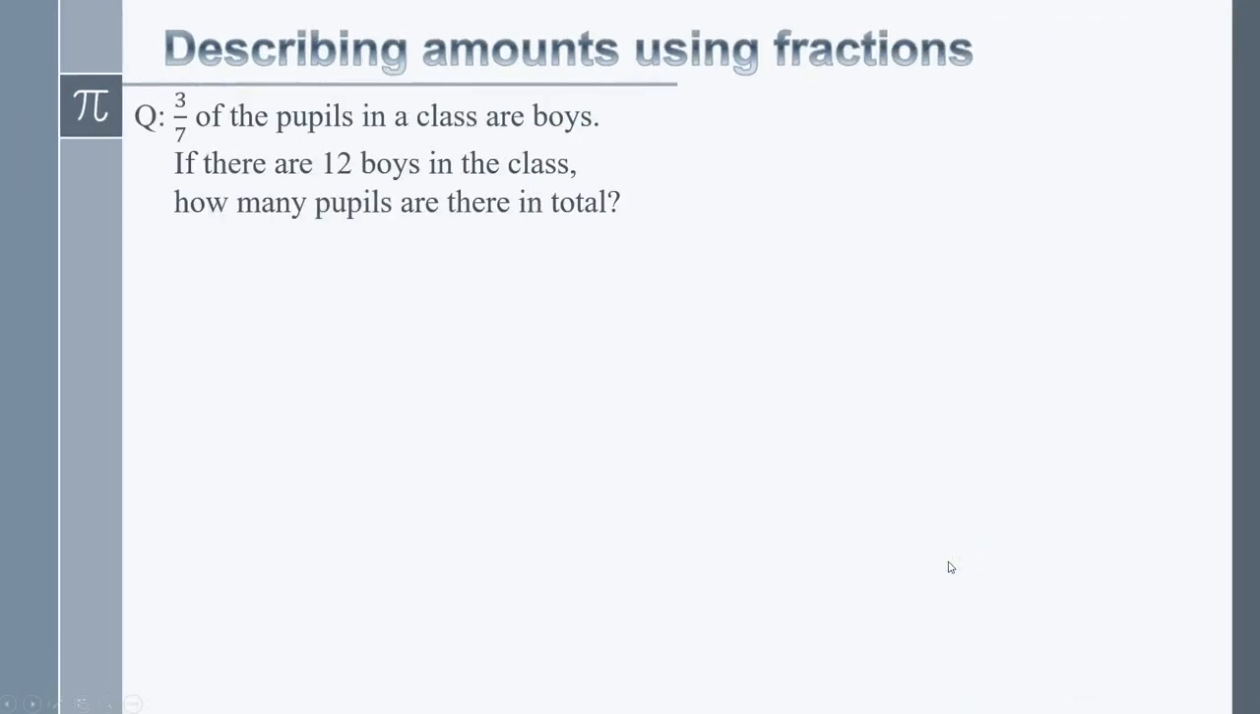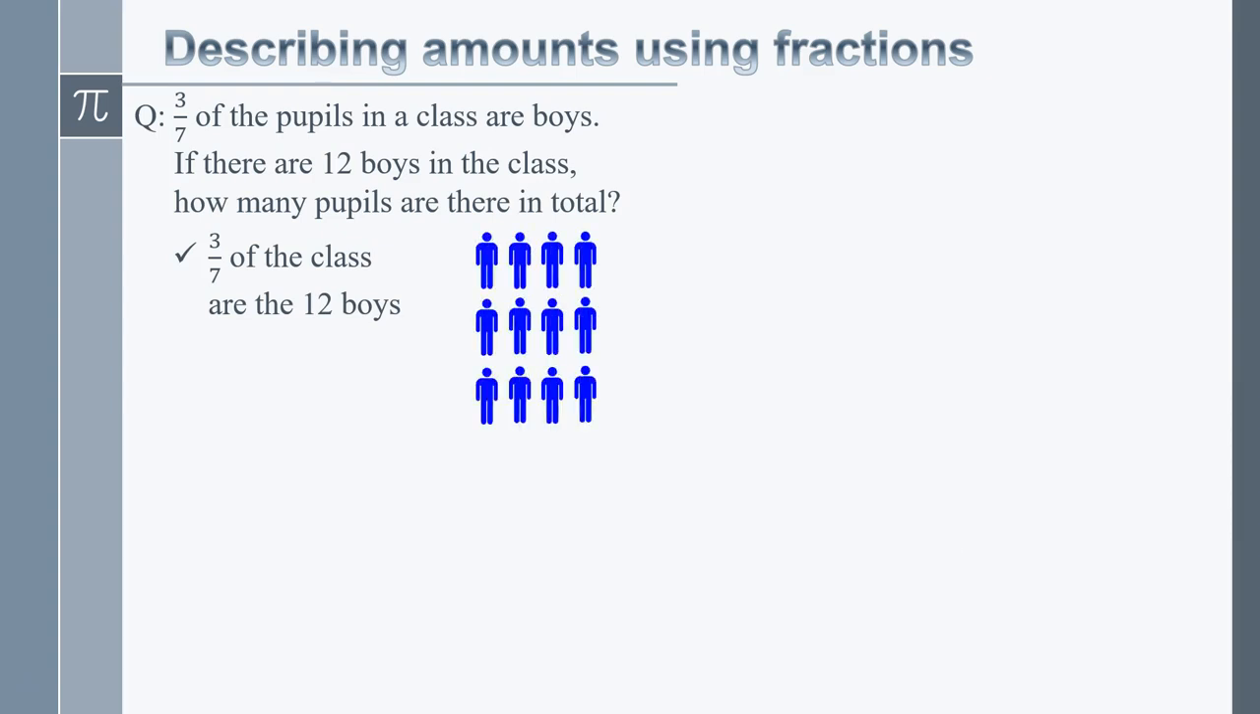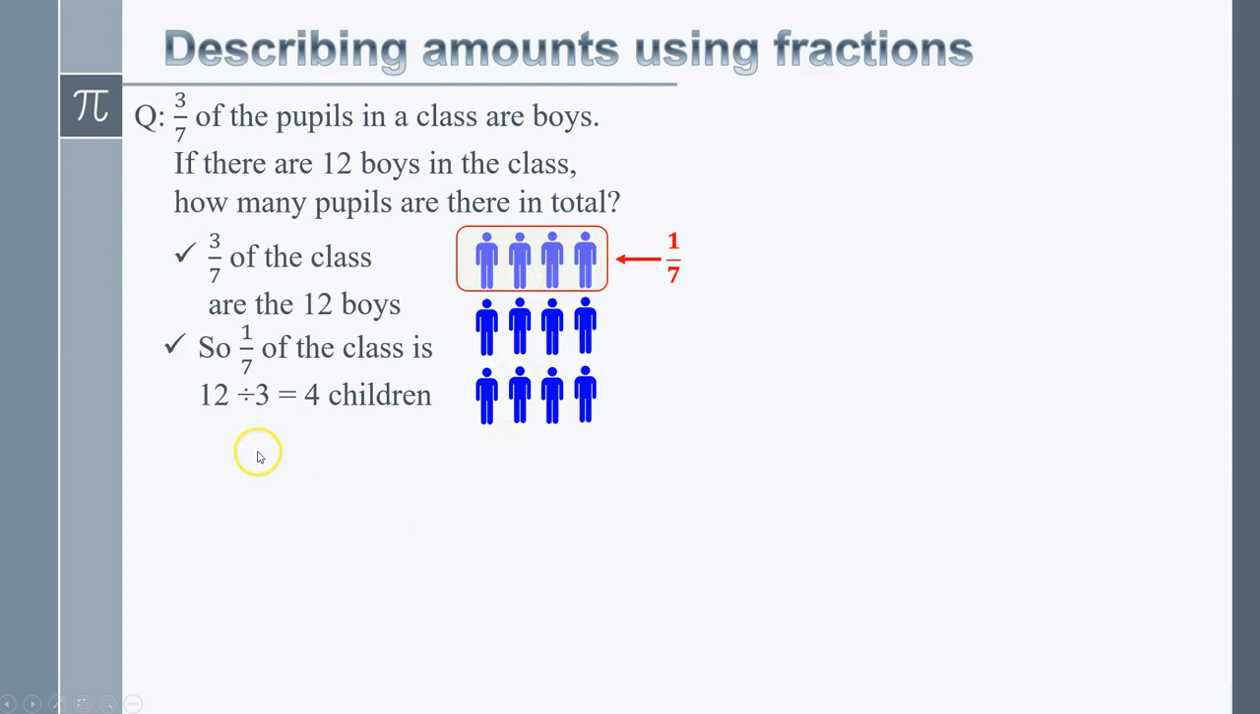Next question. This one's a little bit more difficult than the last one. We've got 3/7 of the pupils in a class being boys, and there's 12 boys in the class. So how many pupils are in there in total? There's my 12 boys, and that represents 3/7 of the whole class. So if 12 boys is 3/7, then 1/7 is going to be a third of that. So hopefully we can see that 1/7 there is 4 boys.